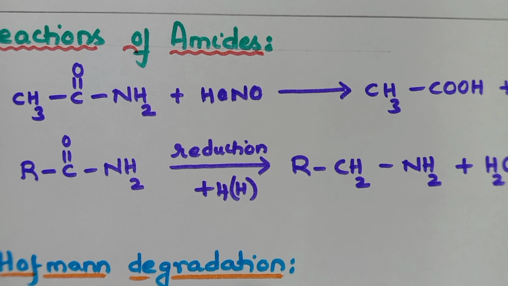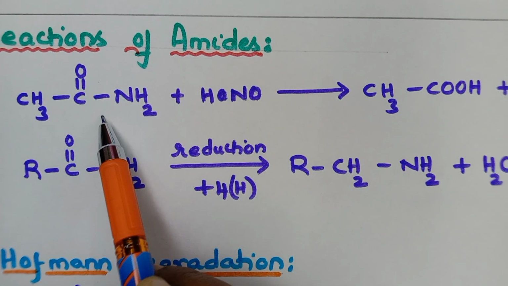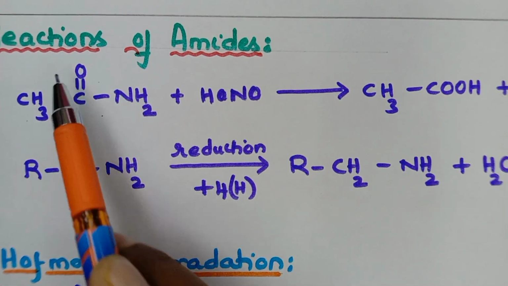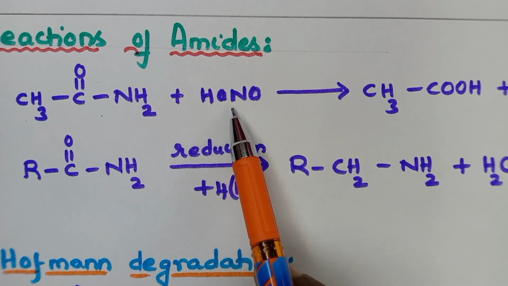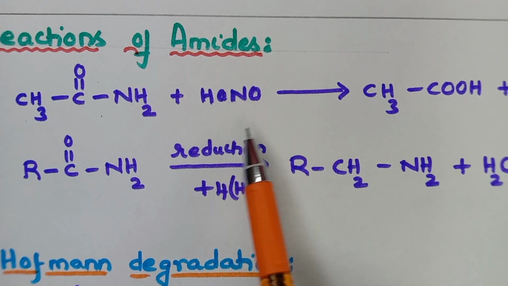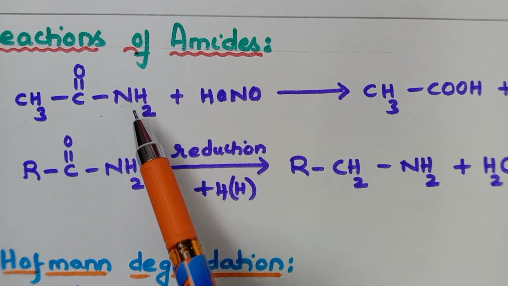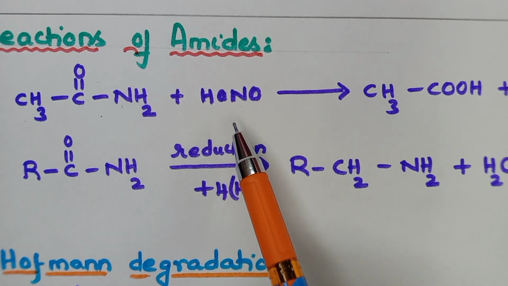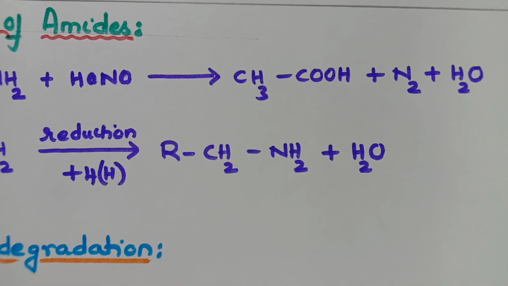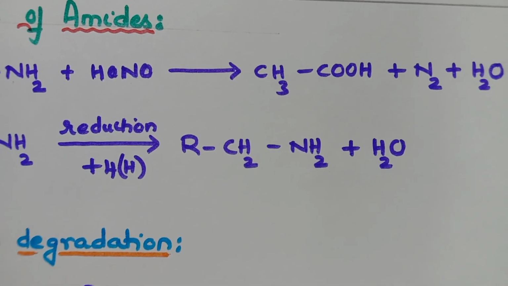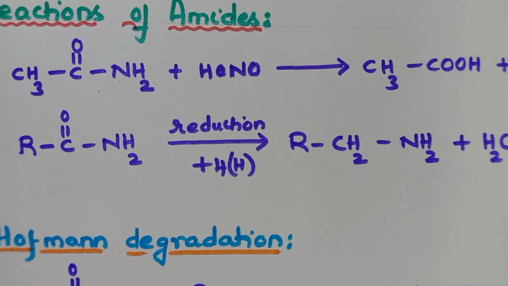So how did this happen, students? So this bond is broken. CH3 C double bond O, OH from HONO, this is HNO2. Next, this nitrogen, N2, and this H2 and one oxygen from nitrous acid will be coming out as a water molecule. This is the reaction with nitrous acid.